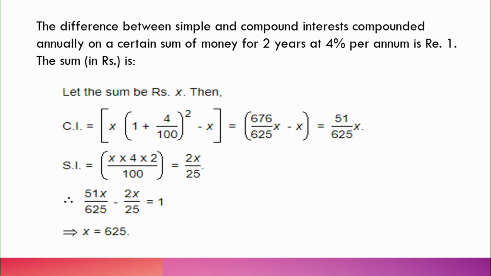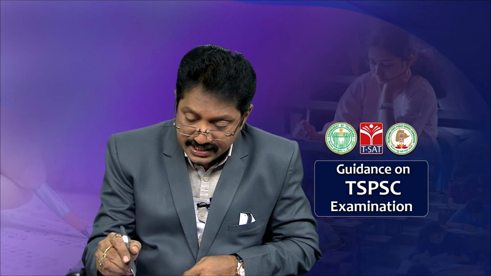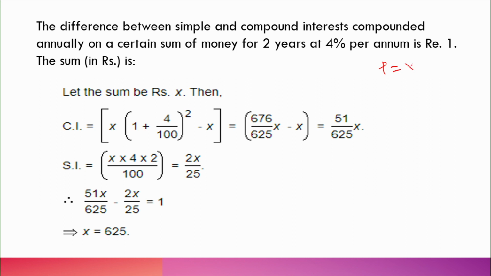When you calculate the interest in simple interest and when you calculate the interest in compound interest form, the difference of these two is given as 1 rupee. Then what is the principal amount? This is the question. So, understanding the question is very important. Now, we don't know the principal amount, say it is x. So, we are saying P is equal to x, correct? Okay. Then what is compound interest?